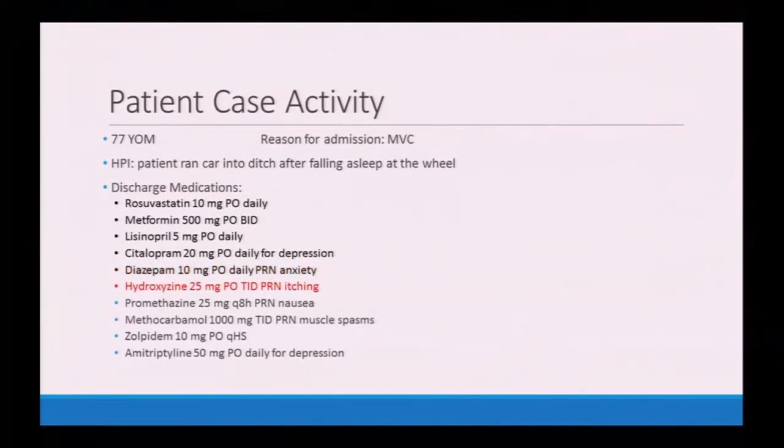Hydroxyzine and promethazine and methocarbamol all pretty much have the same questions you would ask yourself. Is the patient actually taking these medications? Were they left on their med rec from a previous admission? How often is the patient utilizing these medications, or are they necessary?